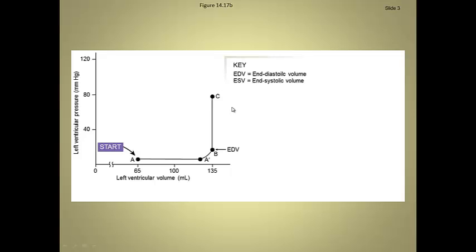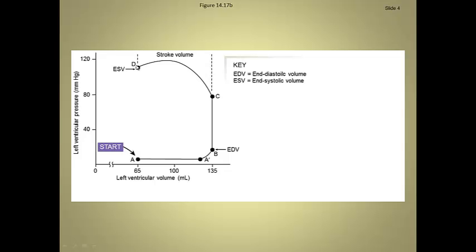Now at letter C here, we've reached 80 millimeters of mercury of pressure. And at that point, we're at the ejection phase of systole. So from this point, this decrease in volume is going to be equivalent to the stroke volume of the cardiac cycle. So here, going from 135 milliliters at end diastolic volume, we're going to go to 65 milliliters at end systolic volume.